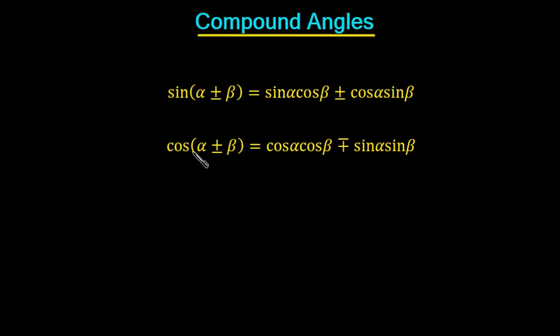Now the other one is cos of alpha plus or minus beta. That is equal to cos alpha cos beta minus or plus sine alpha sine beta. The thing you have to be careful with on this one is that there's a change in the sign. The plus sign here will become a minus sign here, and the minus sign here will become a plus sign here. So those are the four equations that, again, we've just stated, we haven't proven, and we're going to have a wee look and see how we actually use these equations to solve some problems.